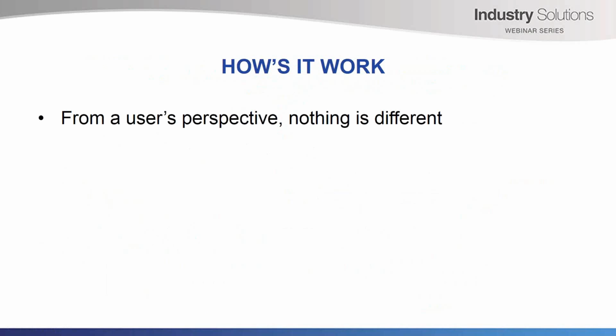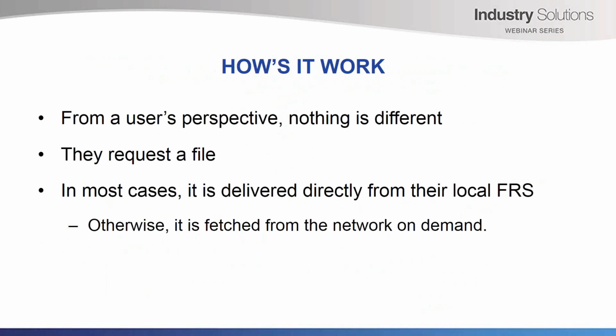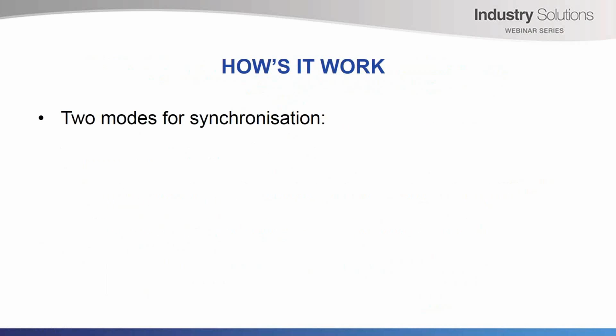So how's it work? From a user's perspective, nothing's really different with 12D Synergy. They request a file, they check it out, they want to open it. And in most cases, it'll be delivered directly from their local file replication server. If it hasn't been transferred over yet, it'll be fetched from the network on demand. So this is all managed with synchronization between the master server and the FRS nodes. And there are two modes. There's background synchronization, which is, as you expect, you check your file in and it can propagate out through the network based on some synchronization rules, and you don't have to worry about it.